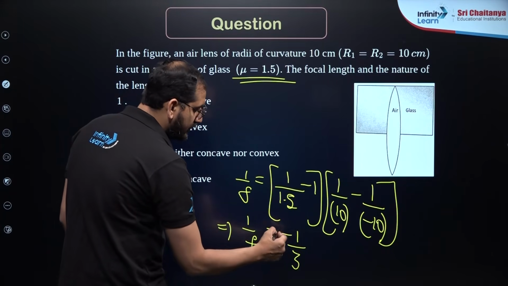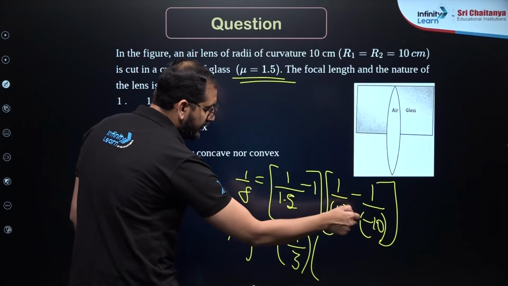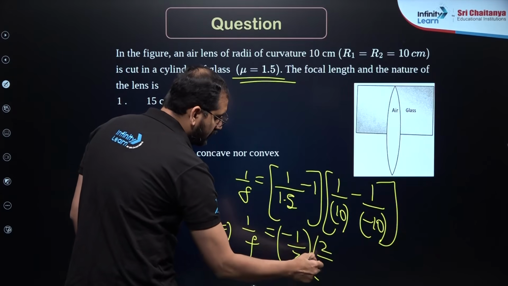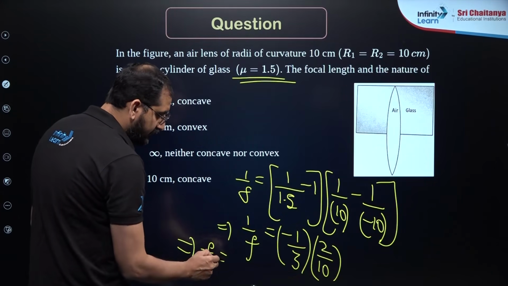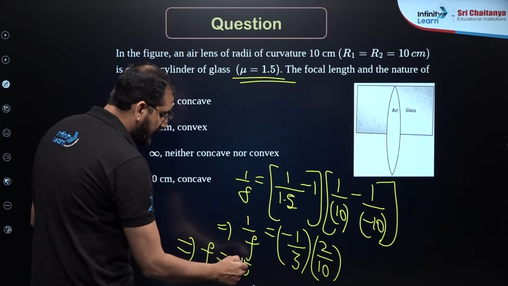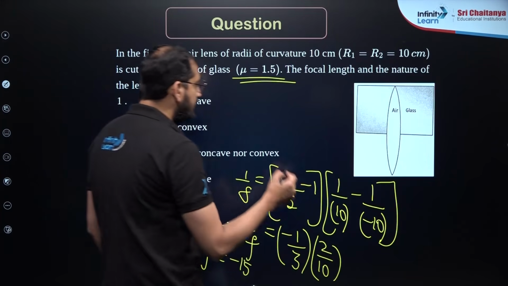2 by 3 minus 1 is this thing. And here we will have 2 by 10. So we are getting f as minus 15. F minus 15 means what?